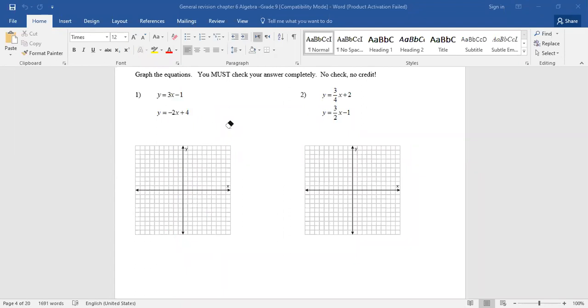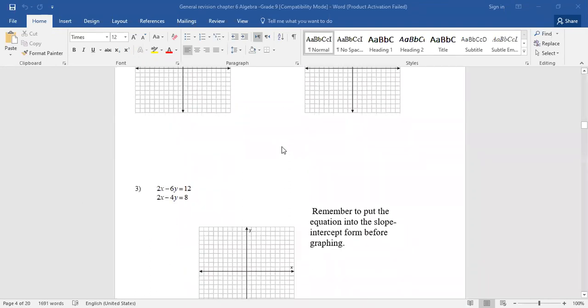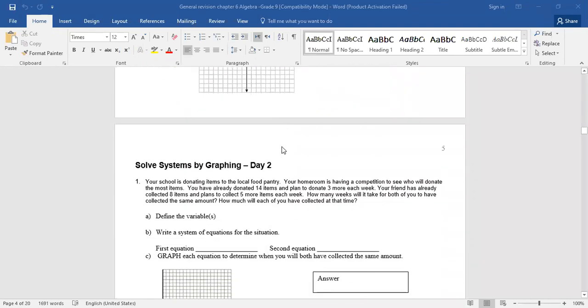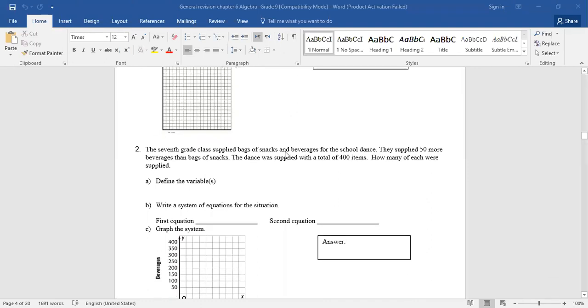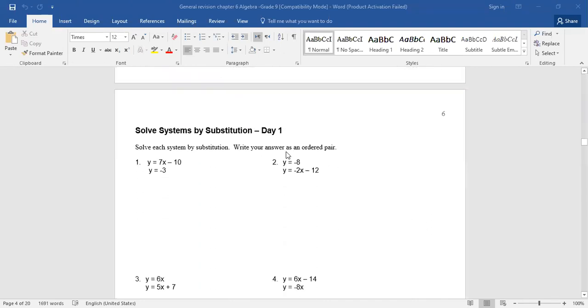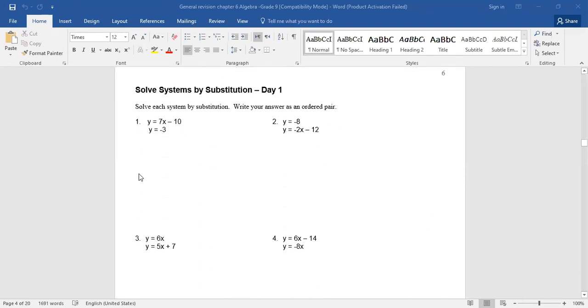And in this sheet, you will find the rest of the questions so you can answer them and send them to me. We will move to the next one, solving a system of inequalities. If you want to solve by substitution method, you will substitute the value and then find the value of x and the value of y.